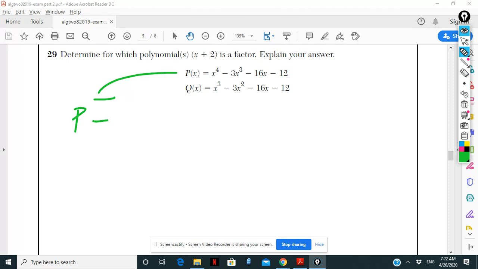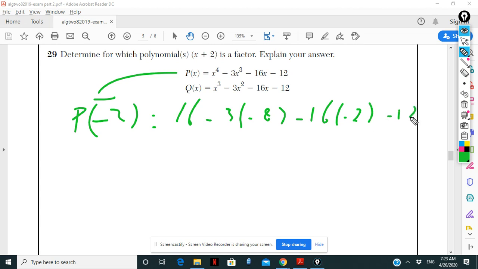So P of negative 2: negative 2 to the power 4 is 16, minus 3 times negative 2 to the power 3, which is negative 8. Negative 16 times negative 2, negative 12. Here it's 16 plus 24 plus 32 minus 12, giving me 60. So not a factor.